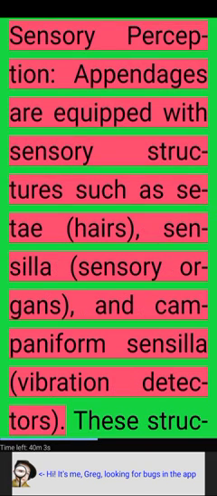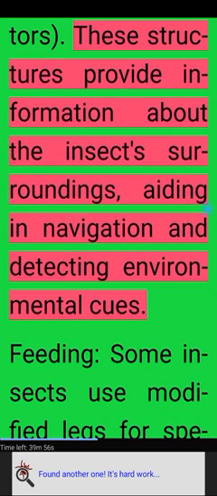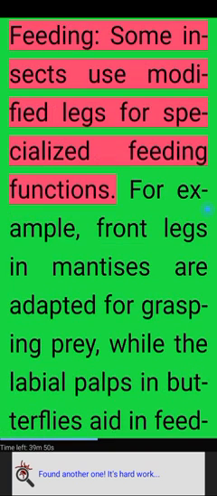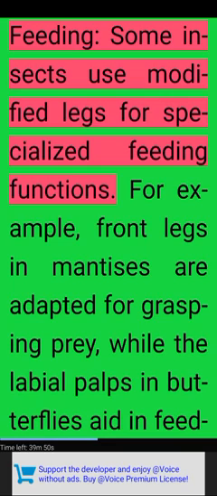Sensory perception. Appendages are equipped with sensory structures such as setae, hairs, sensilla, sensory organs, and campaniform sensilla, vibration detectors. These structures provide information about the insect's surroundings, aiding in navigation and detecting environmental cues. Feeding. Some insects use modified legs for specialized feeding functions.